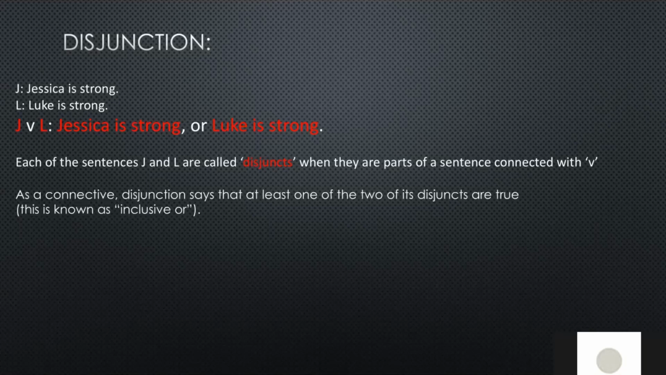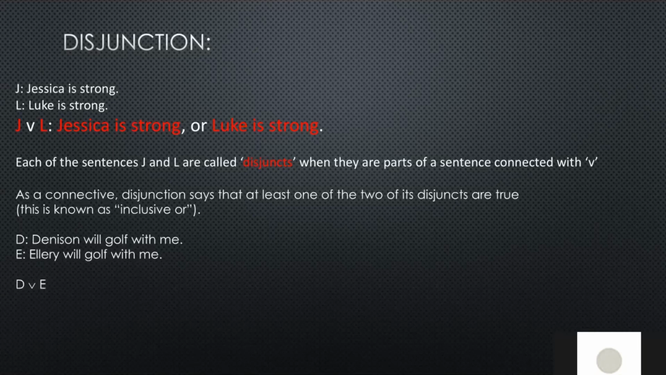So again, as a connective, disjunction says that at least one of the two of its disjuncts is true, and it may be that both of them are true in order to render the sentence true. So consider the following example. Dennison will golf with me. Ellery will golf with me.